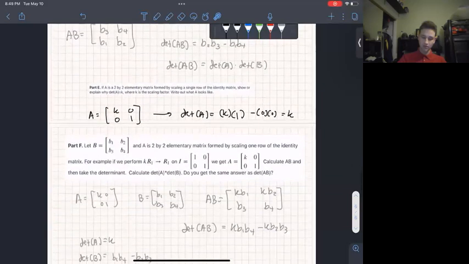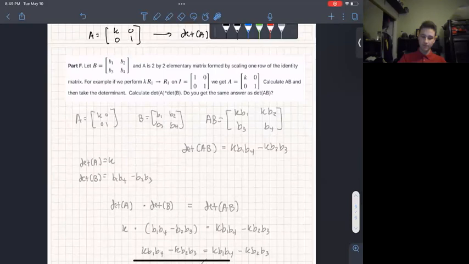And then part E, if A is a 2 by 2 elementary matrix obtained by scaling a single row of the identity matrix, show or explain why det A equals K, where K is a scaling factor. Write out what A looks like. If it's supposed to be scaled, A equals, I just did the top row, so K, 0, 0, 1. The determinant of that would be K, because K times 1 minus 0 times 0 equals K.